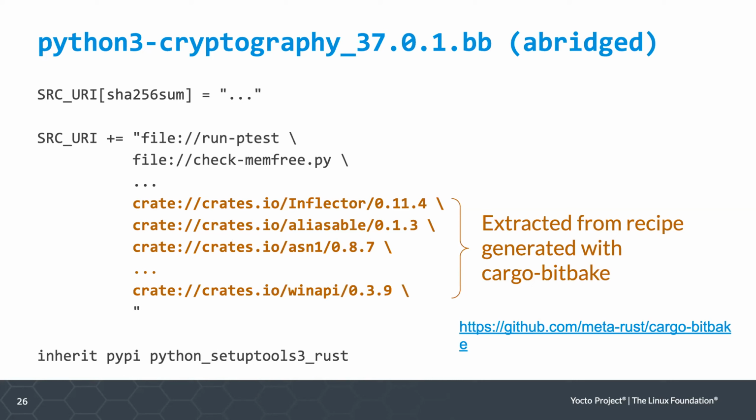And then all we do is just grab the crate URLs out of that and paste them into the source URI. In this case, there's not even a source URI for the URL for the actual PyPI, because we're inheriting PyPI. So that really, really simplifies Python recipes. And then we call Python setuptools Rust, actually that doesn't have a 3 in it, does it? Anyway, that's a typo. To actually do that. And this is basically what's in this recipe. There's not much more to it.